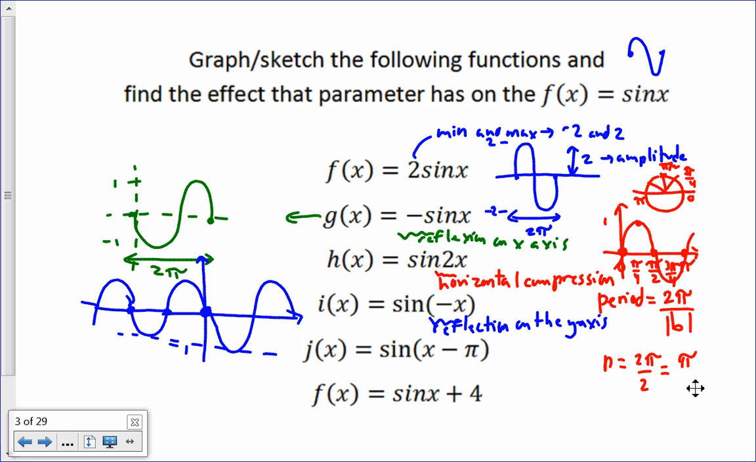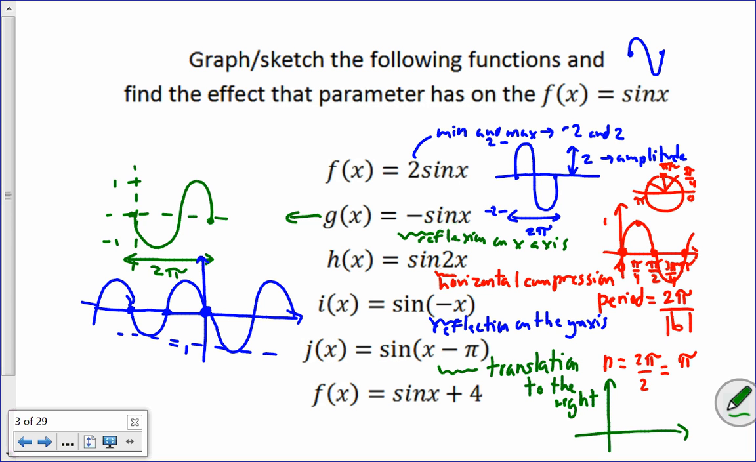Okay, so here, what do you see? Translation. Is it going to be to the left or to the right? If it's negative pi, it's to the right, remember? Because it's x minus, it's always the opposite. So translation to the right. So when you're doing your graph, instead of starting at 0, where am I going to start? Instead of starting here at 0, I'm going to start at pi. So where it says pi here, I'm going to start here.